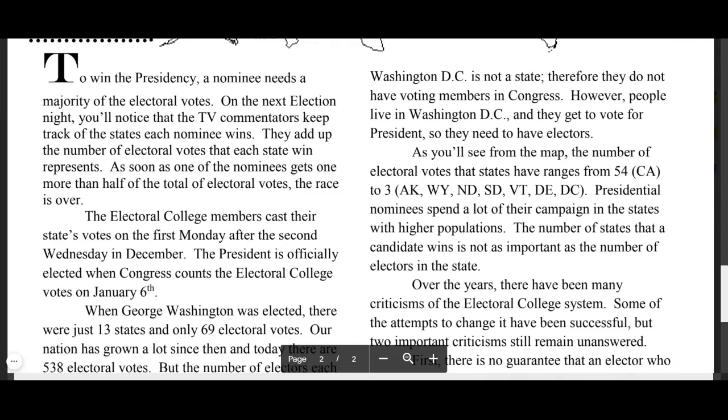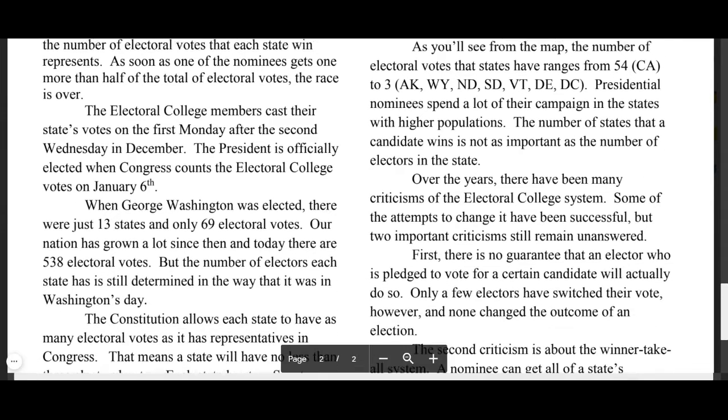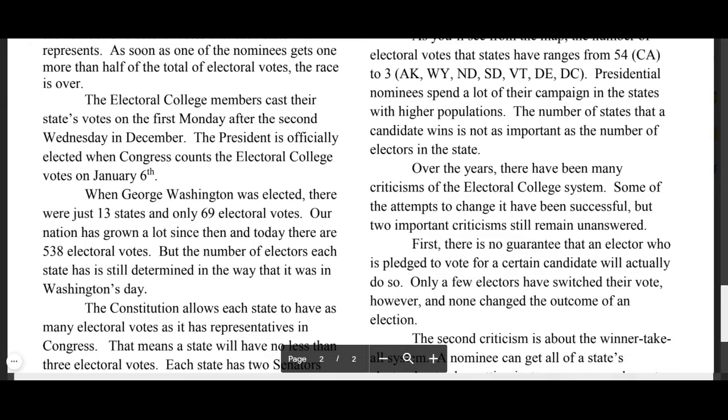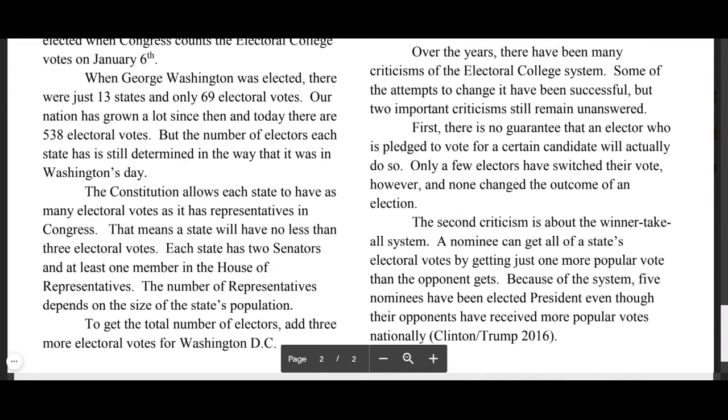Presidential nominees spend a lot of their campaign in the states with higher populations. The number of states that a candidate wins is not as important as the number of electors in the state. Over the years, there have been many criticisms of the Electoral College system. Some of the attempts to change it have been successful, but two important criticisms still remain unanswered. First, there is no guarantee that an elector who is pledged to vote for a certain candidate will actually do so. Only a few electors have switched their vote, however, and none changed the outcome of an election.